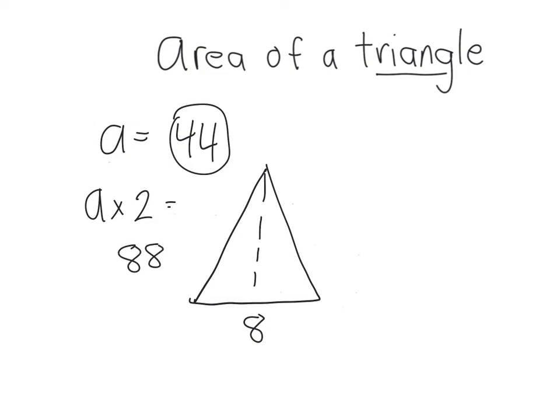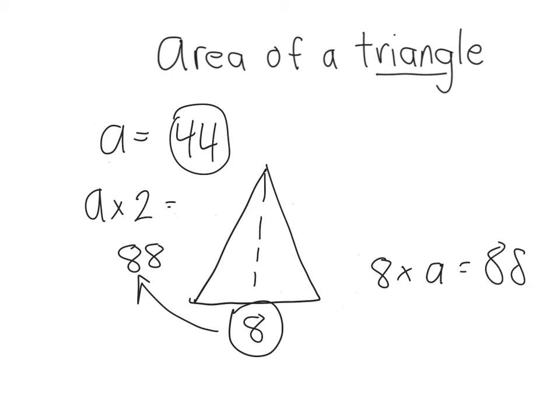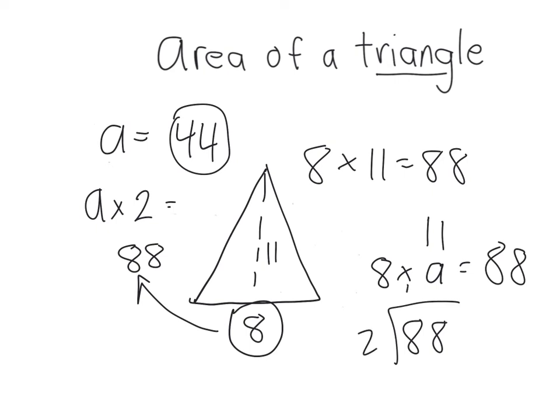Okay, so then if I have 8 here and 88 here, 8 times a letter equals 88. So what would go in for the height? That would be 11, because 8 times 11 is 88. And then I have to cut my answer in half. 88 divided by 2 is 44.